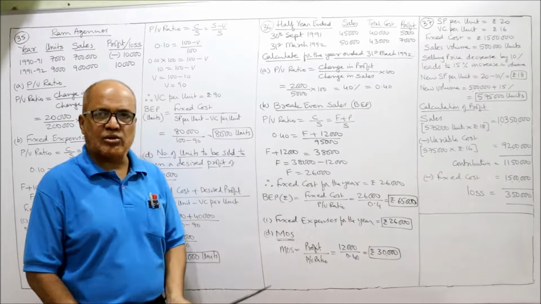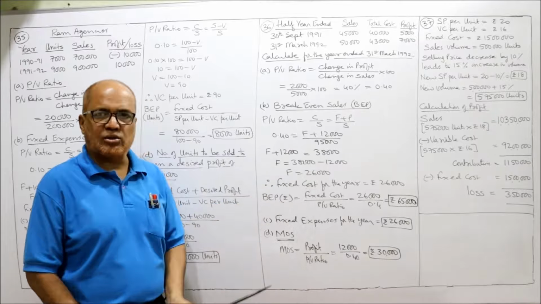Suppose a selling price decrease by 10% results in a 15% increase in volume. Normally, when the selling price decreases, the demand increases and sales will increase. Here the company thinks that if we decrease the selling price by 10%, then volume will increase by 15%. What will be its profit? That is the question.